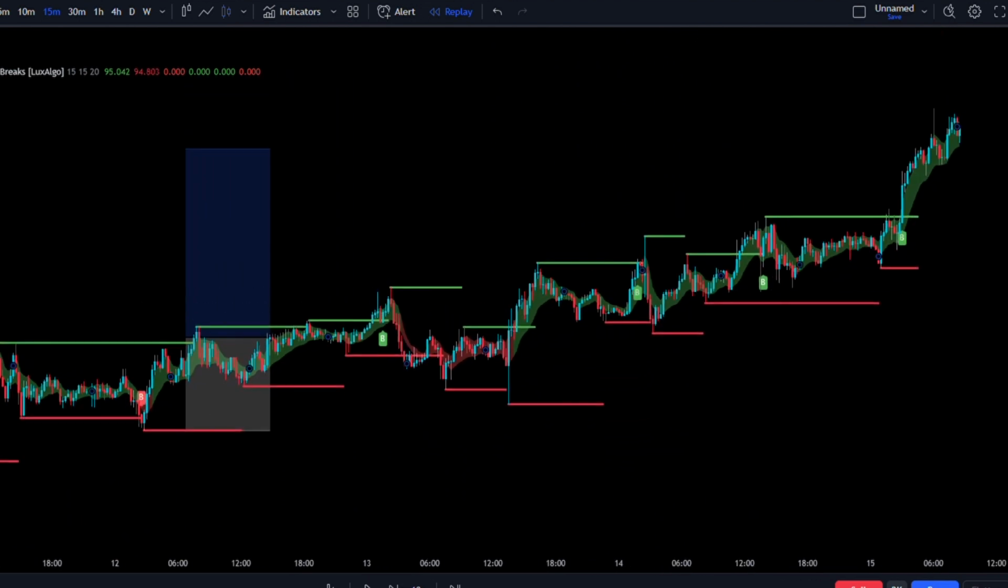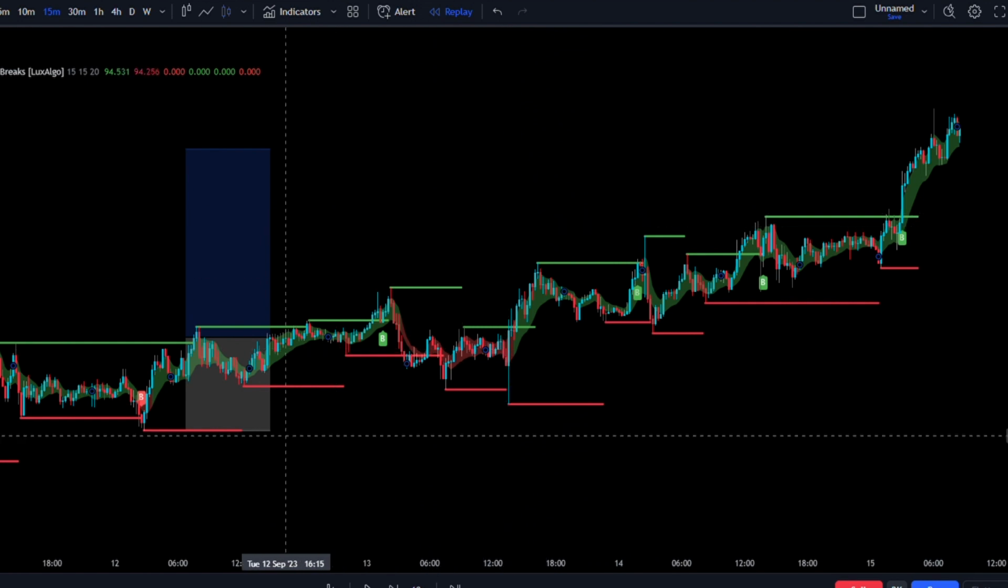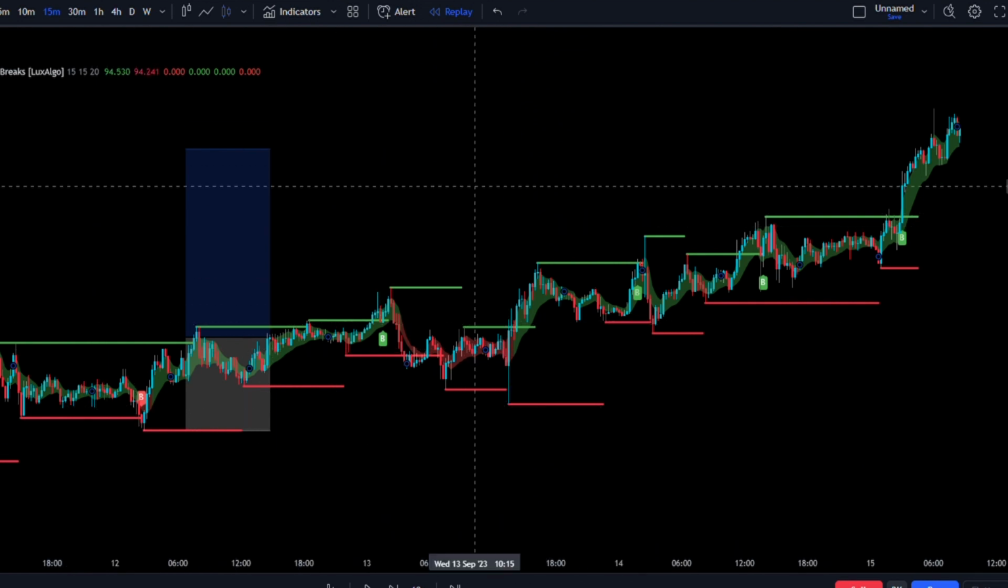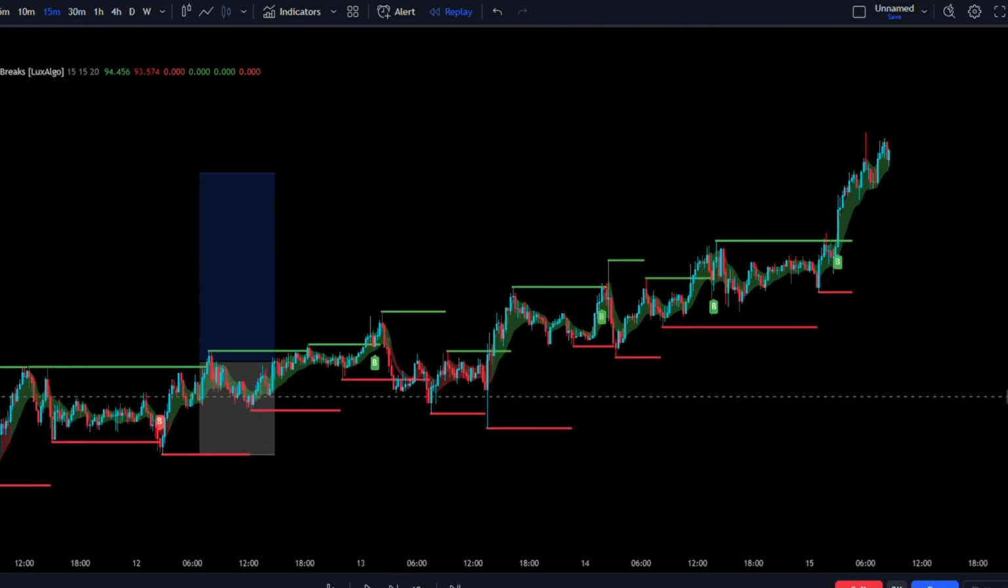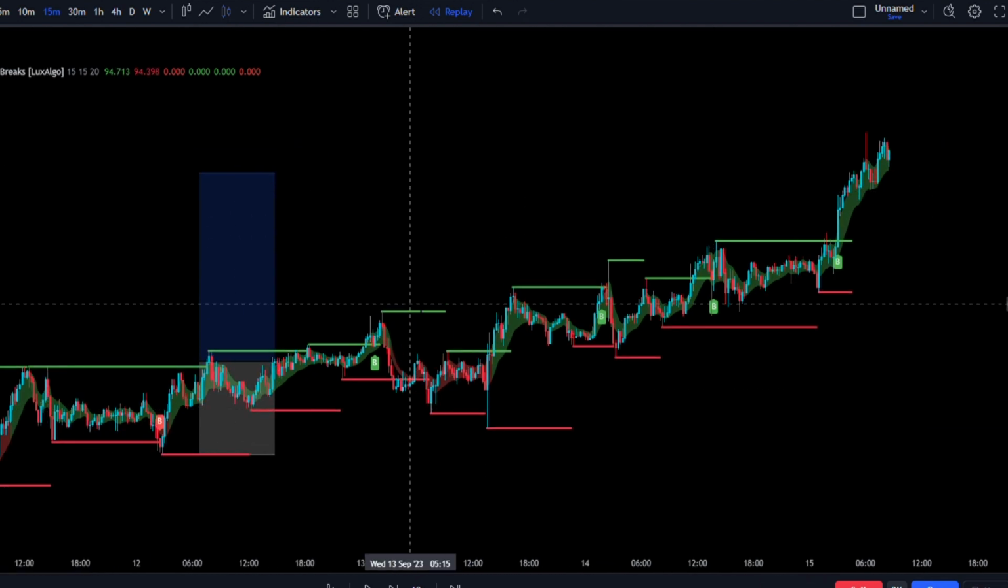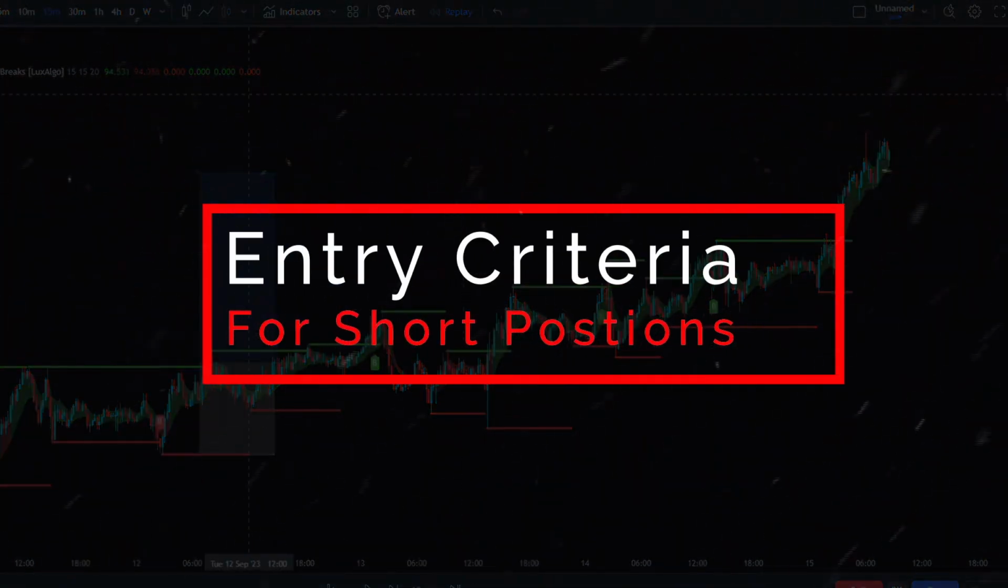Okay, so we finally hit the take profit after 3 days. So we also had to pay 3 swap fees. And it was also Wednesday, which means it cost the most. Now, if you don't understand swap fees, there's something essential if you're going to be holding trades overnight. So now I'm going to go and break down the sell criteria.